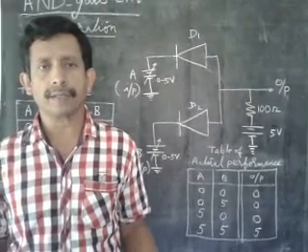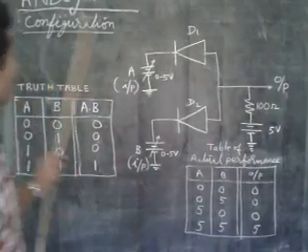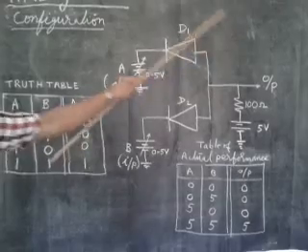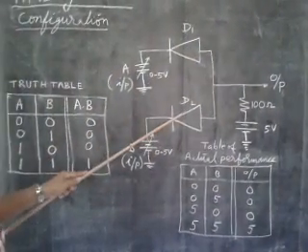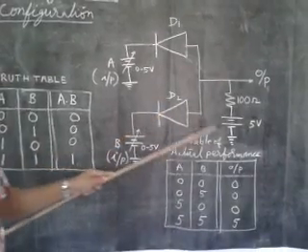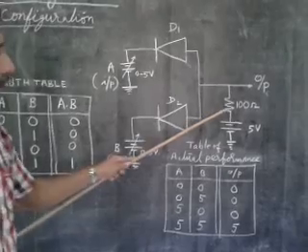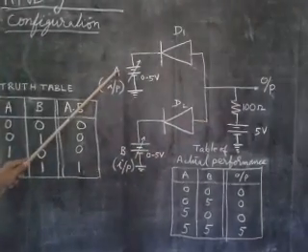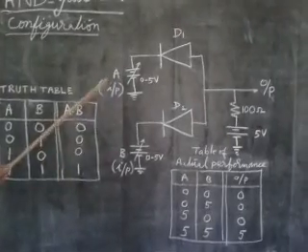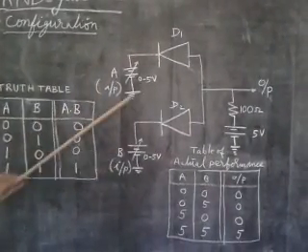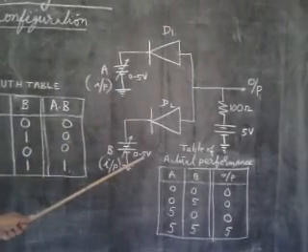In this video I am giving the configuration of AND gate. See here, this is the circuit configuration of AND gate. D1 and D2 are two diodes connected here, and 5 volt DC supply is given to these diodes through a 100 ohm resistor, and the output voltage is taken from here, and input voltages are given here, A and B, which can be varied from 0 to 5 volts.